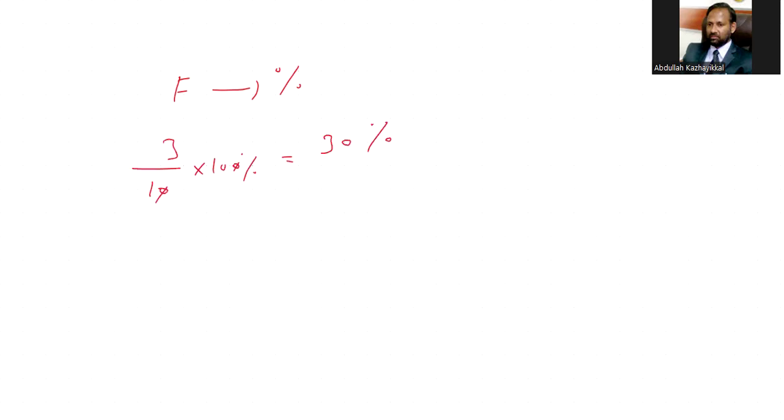6 by 25. This is marked out of 25. Very poor. That is into 100%. Extra percentage? We can find out. This 125, we can cut, 4 into 25 is 100. 6 into 4, 24%.